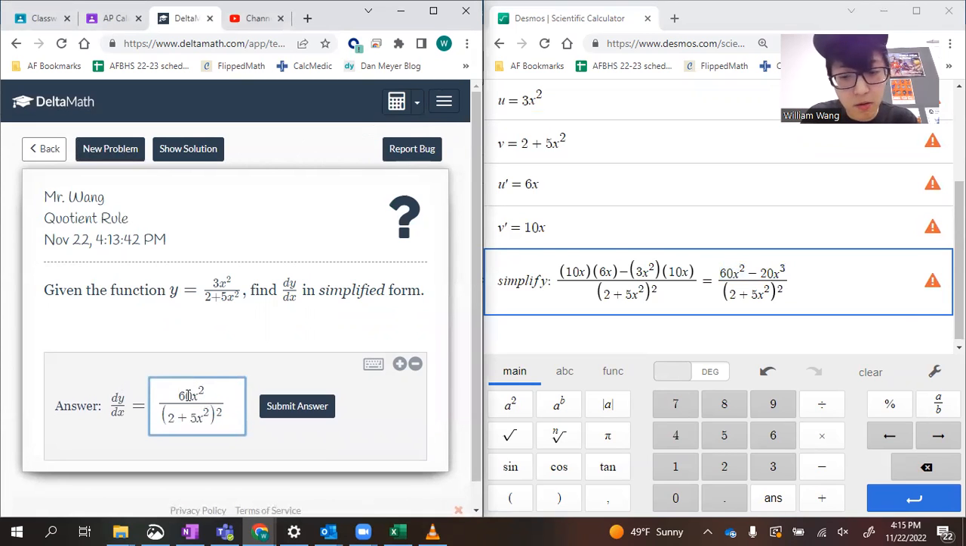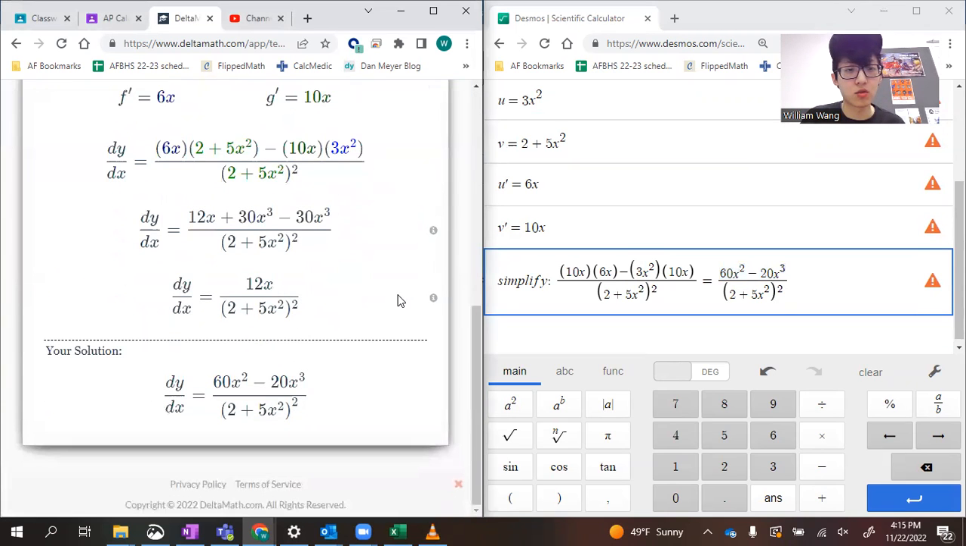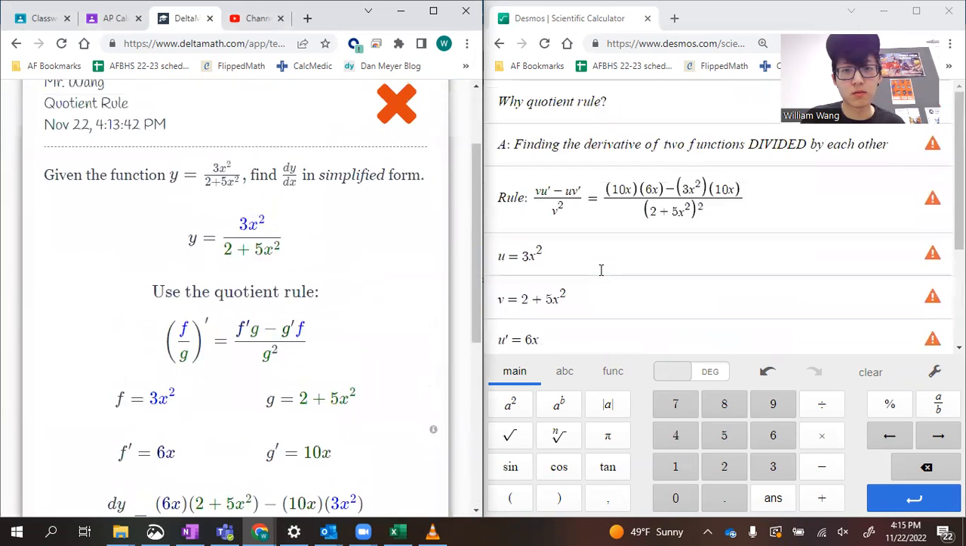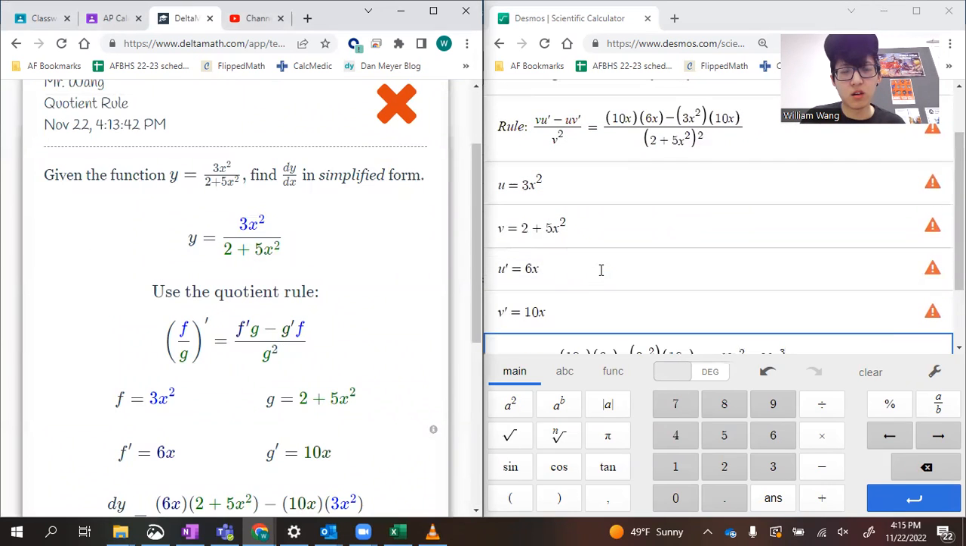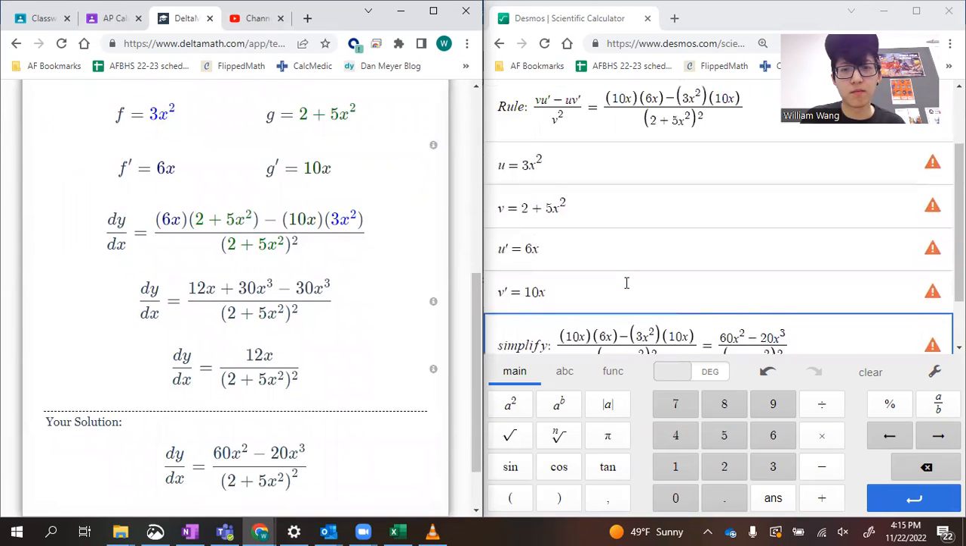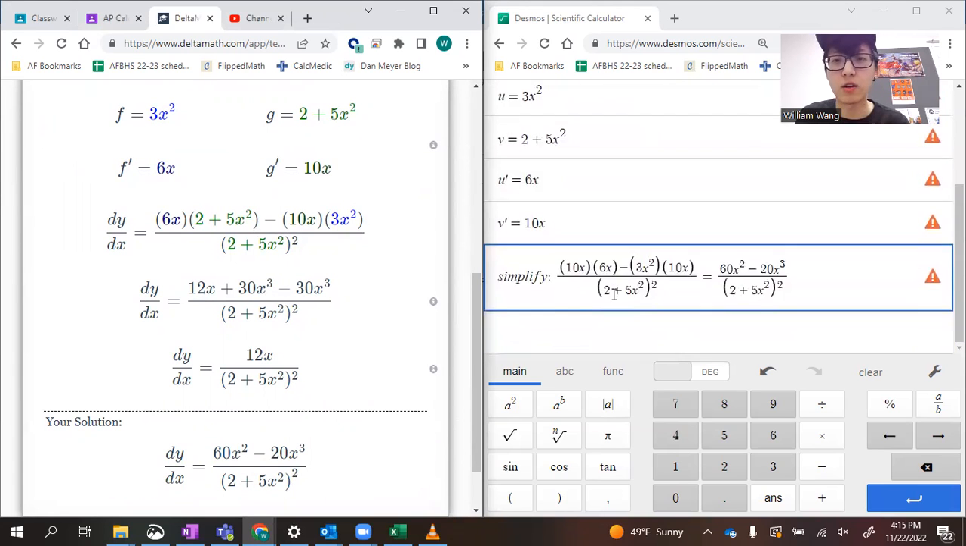60x squared minus 20x cubed. Let's see if this works. Uh-oh. What did I do wrong? UV, U prime, V prime. Oh my goodness, I plugged it into my equation wrong.